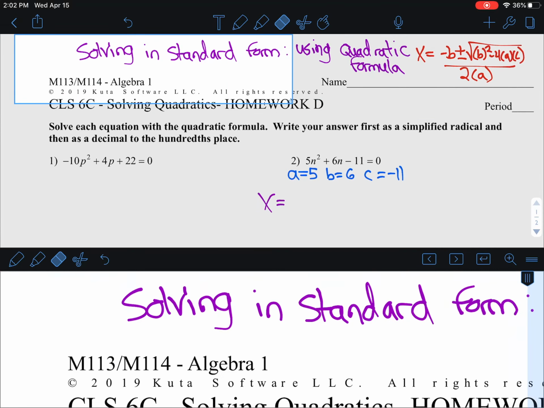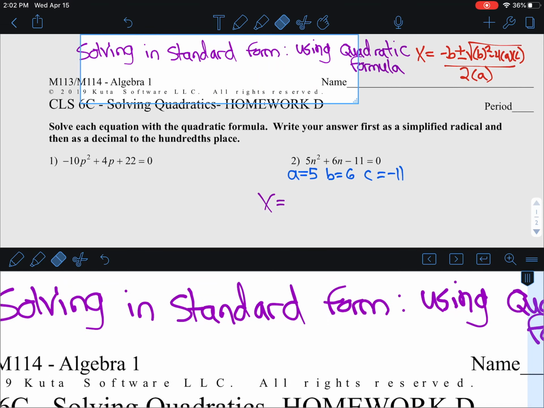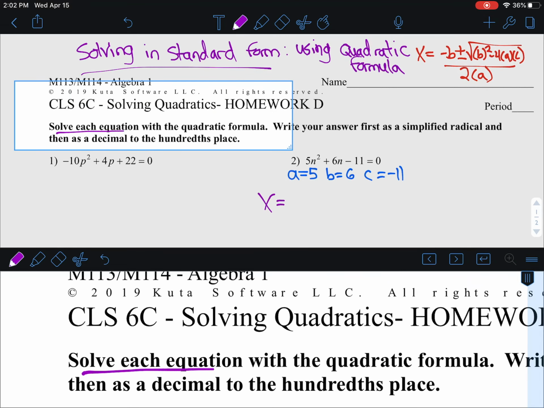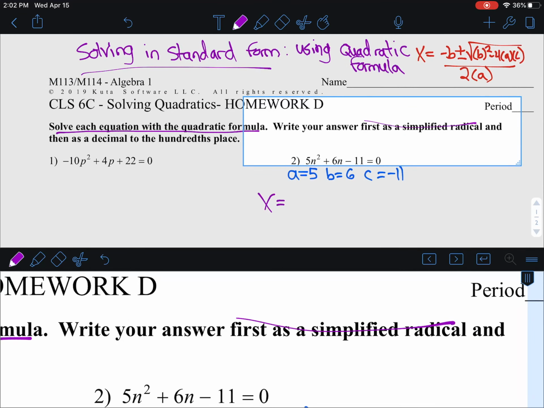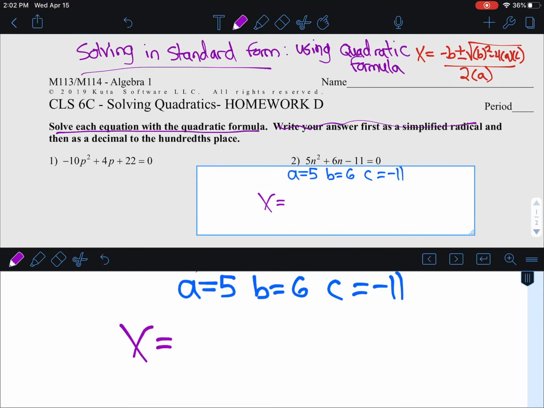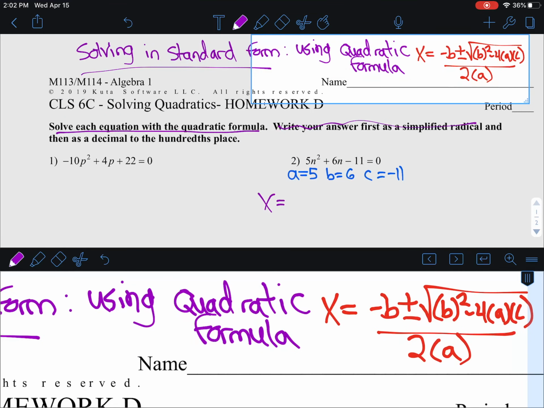This is just, again, another review of it, so if you need a little bit more support with it, here's another video that will help you with these problems. Again, this is how we solve quadratics in standard form when we're trying to find the x-intercepts. So it says solve each equation with the quadratic formula. Don't worry about writing it as a simple radical and all that stuff. All I care about is you giving me the numbers that you're plugging into the formula and then the answer. So I'll show you how much work you actually need.